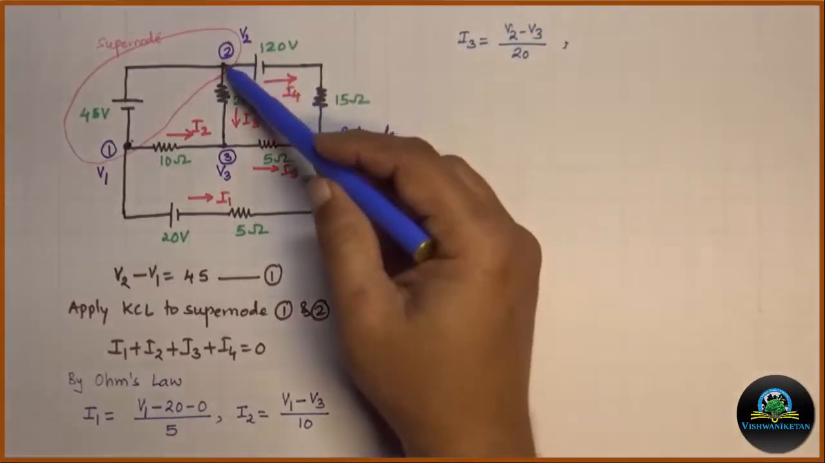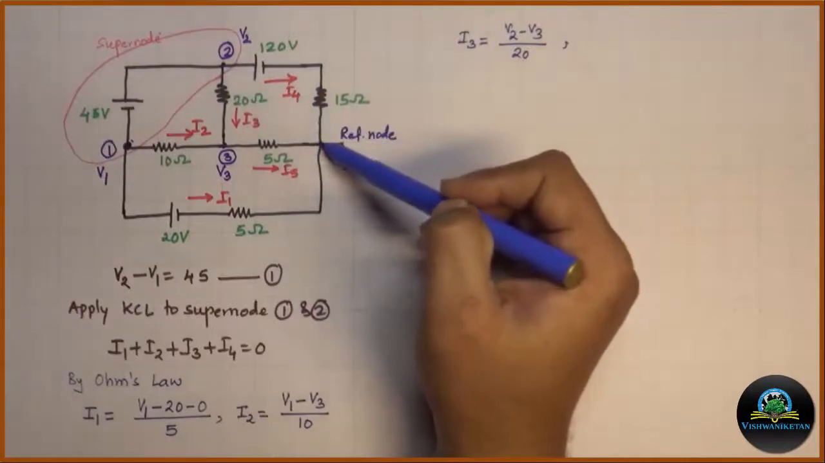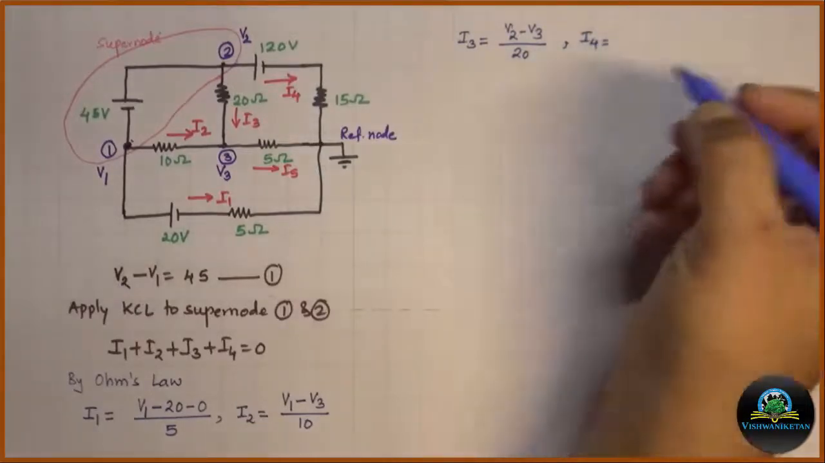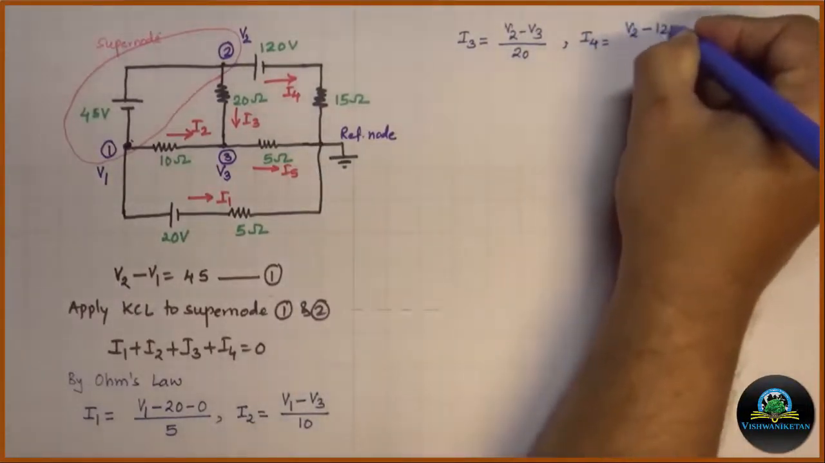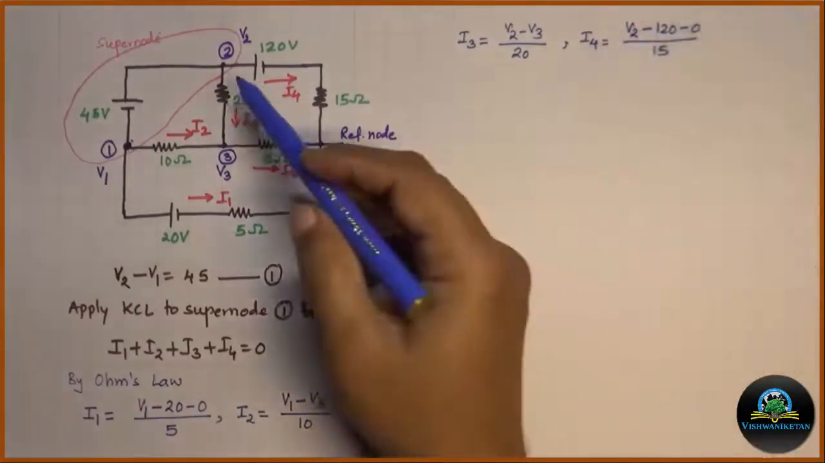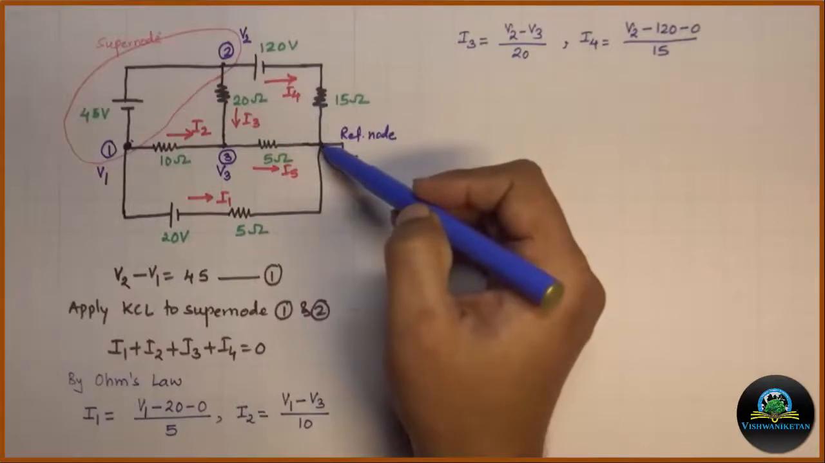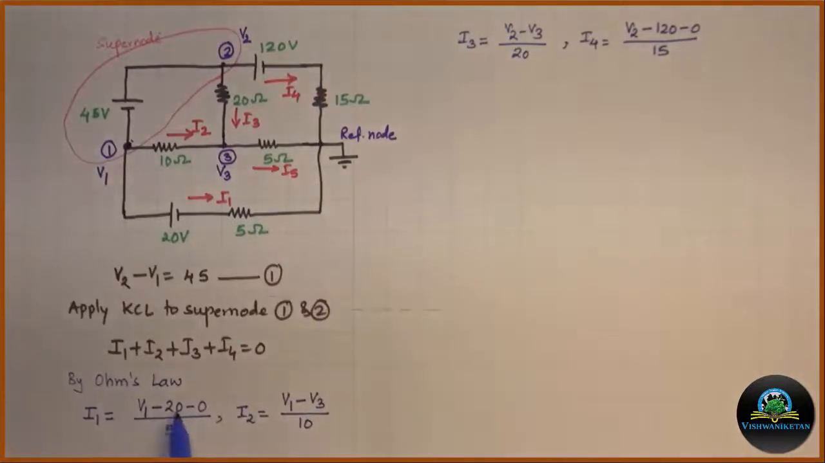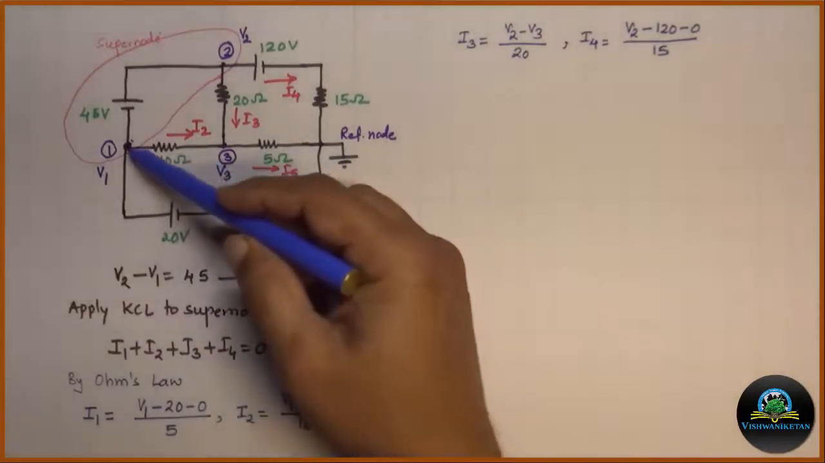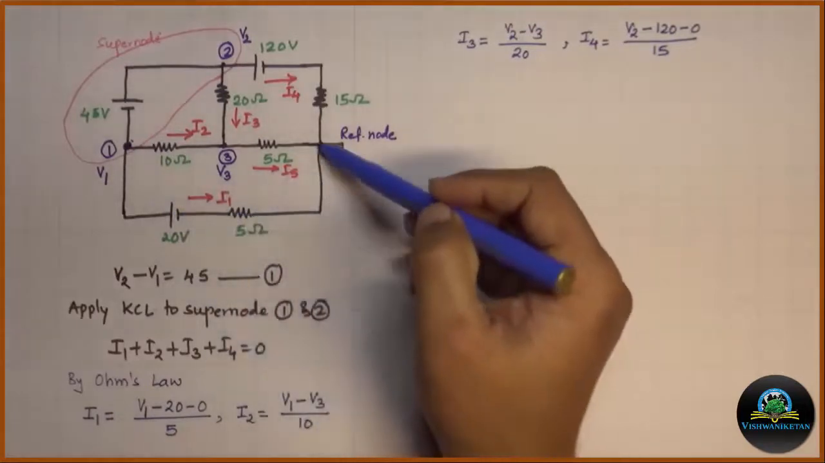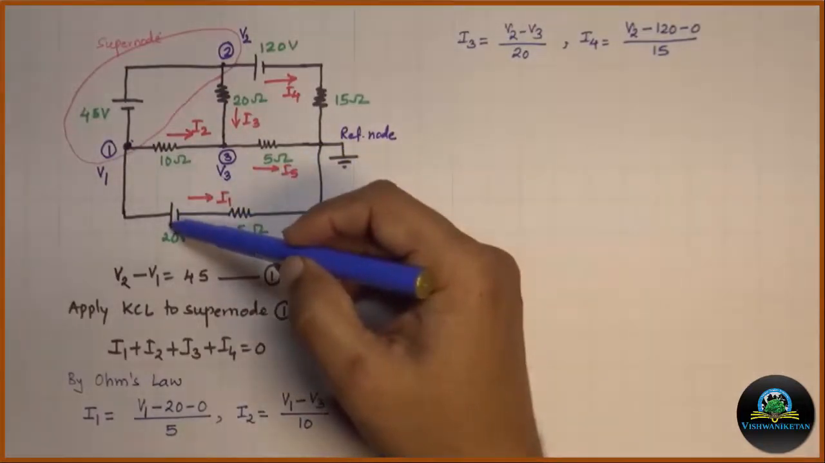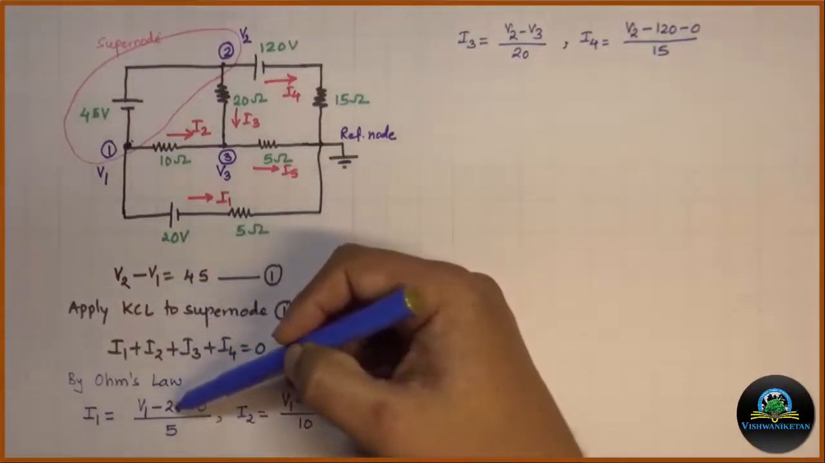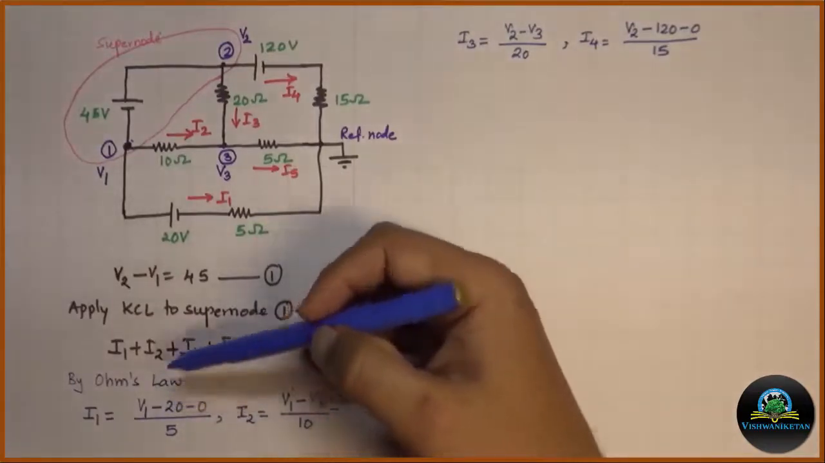And I4 is the current flowing from node 2 to the reference node through the 120 volt battery. So, I4 can be written as V2 minus 120 minus 0 divided by 50. Now in I4 and I1, the 20 volt is written as minus because as we are going from node 1 to reference node, the battery terminal comes to be first positive then negative. Hence it is a drop in potential. Hence, as per sign convention, it is written as minus 20.